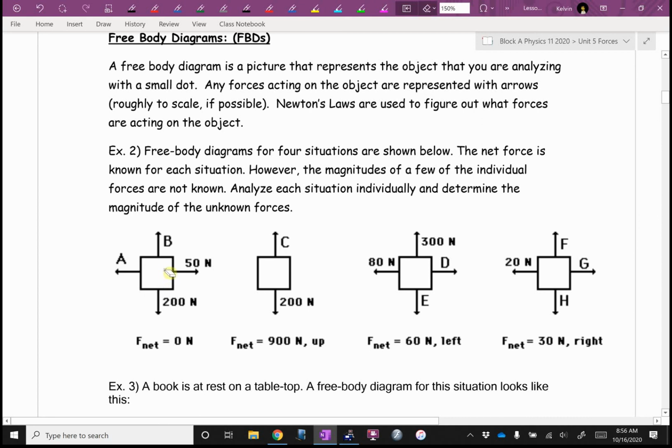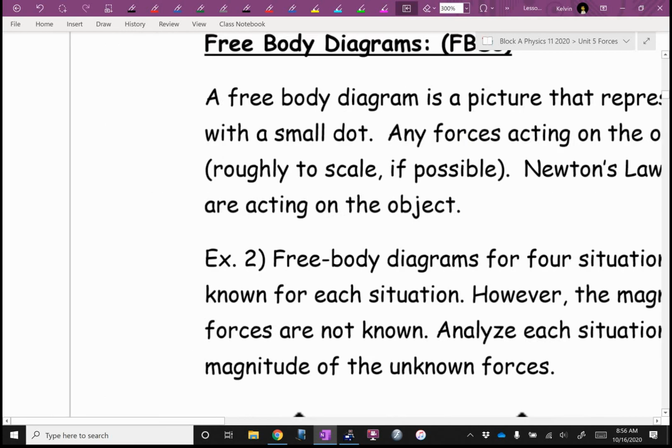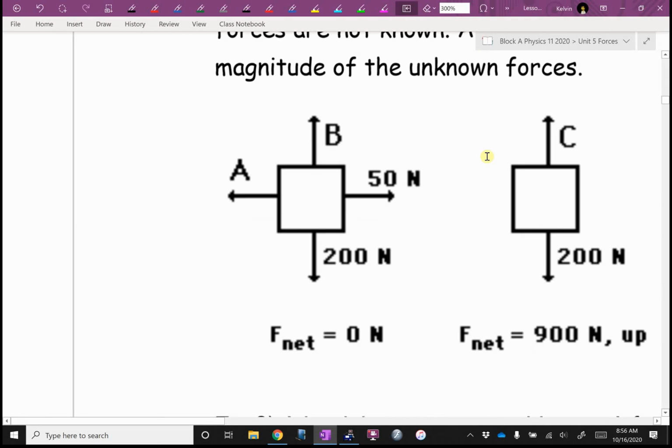Instead of representing the mass as a dot, they've represented the mass as a little square. Usually I'll just put a dot there. The net force is known for each situation, but the magnitudes of some of the missing forces are not known. We're going to analyze each situation, and we're going to determine the magnitude of the unknown forces. I'll zoom in. So it's going to go something like this.